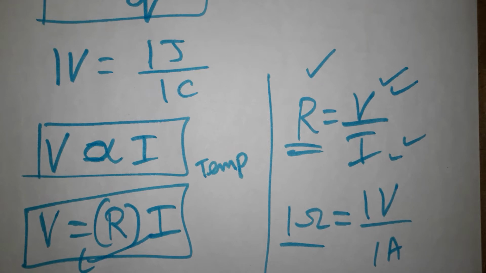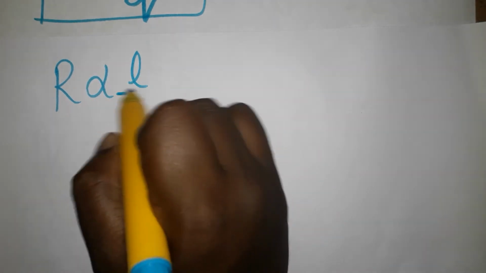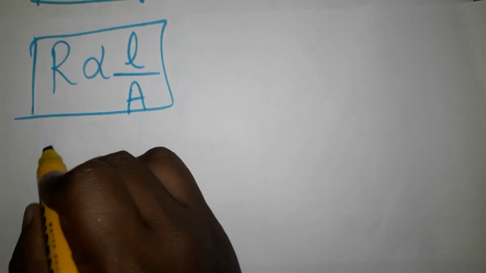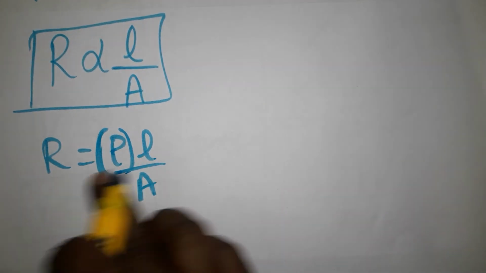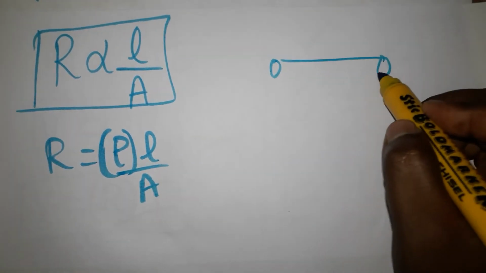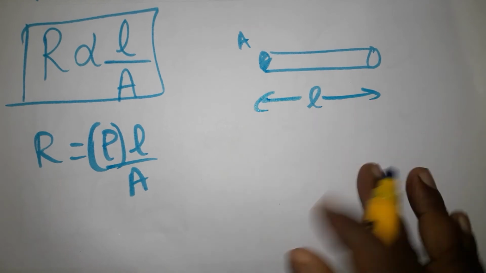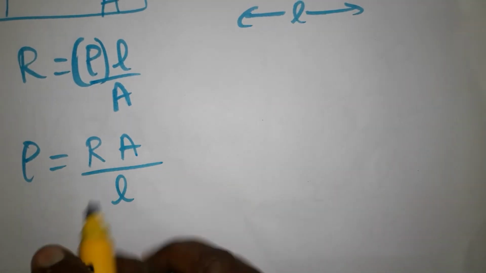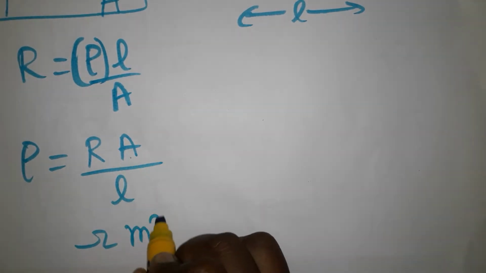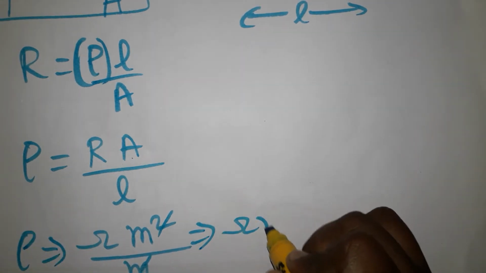The next thing, we are going to learn the factors affecting resistance. Resistance is directly proportional to the length and inversely proportional to the area. R is equal to rho times L divided by A. Rho is called resistivity. R is resistance, L is the length of the conductor, A is the area of cross section. If you want resistivity, it is resistance times area divided by length. The resistance unit is ohm, area unit is meter square, length unit is meter. It gets cancelled, so the SI unit of resistivity is ohm meter.